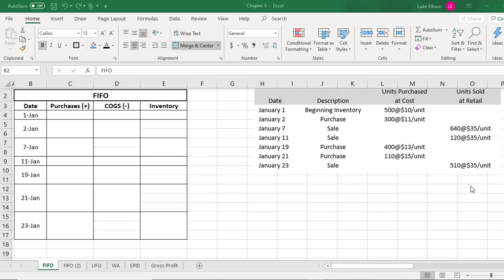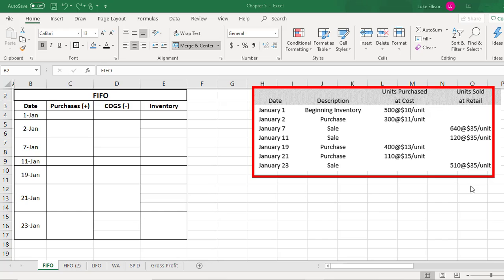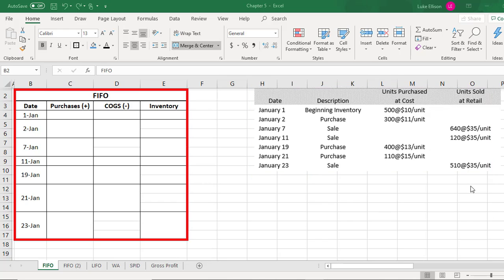Hello! Today we will be covering the FIFO, or first in first out method of calculating cost of goods sold and ending inventory. On the right, I have a list of transactions that the company was involved in, including purchases and sales. On the left, I have a chart where I will show my work as we complete this problem.